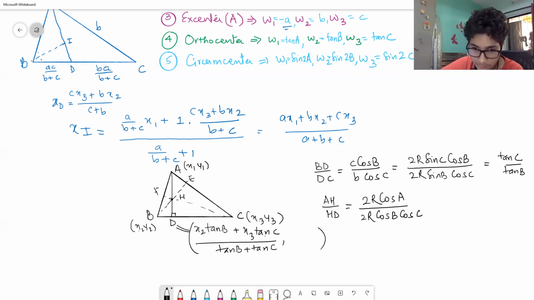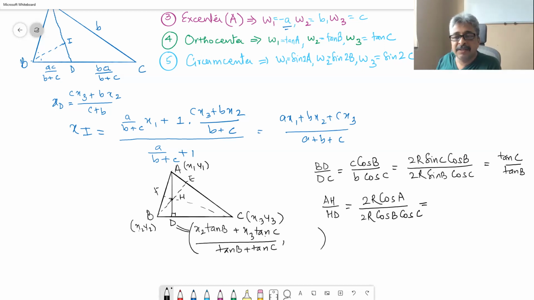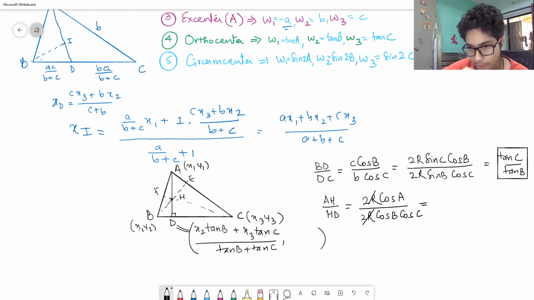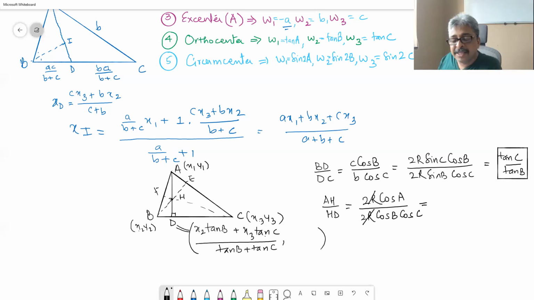Okay, now can we convert this cos A upon cos B cos C into tan? That is the question. What is the trigonometric simplification so that you get into tan business? Because we are interested in tan. This is altogether a different trigonometry problem. Sir, the ratio will be tan B tan C minus 1.